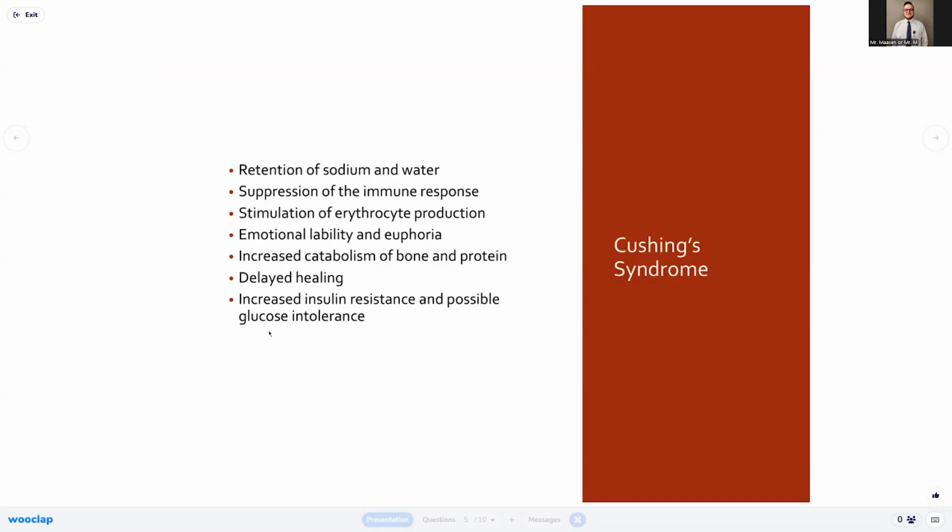Cortisol also, because the same area in the adrenal cortex also releases aldosterone. So if there's a tumor there that's causing Cushing's, it's also going to cause excess aldosterone release, and that's going to lead to sodium and water retention. Again, it's a steroid, so it affects our immune system. They're going to have emotional changes, delayed healing, decreased metabolism, increased insulin resistance, so diabetes development possibly alongside all this.